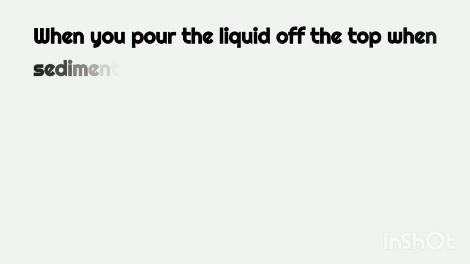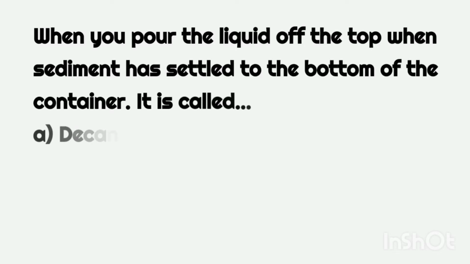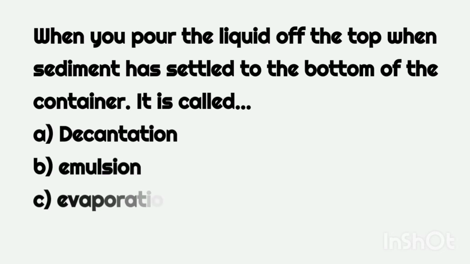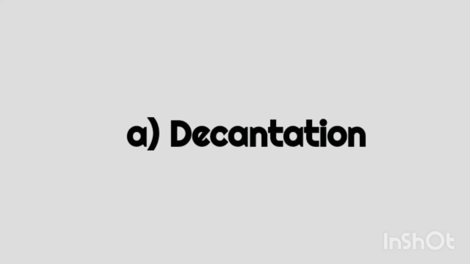When you pour the liquid off the top, when sediments are settled to the bottom of the container, it is called A, decantation, B, emulsion, and C, evaporation. The answer is decantation. Decantation is a separation technique where there are two substances that are immiscible. One is liquid and one is solid, whereby the solid settles and you pour out the liquid.